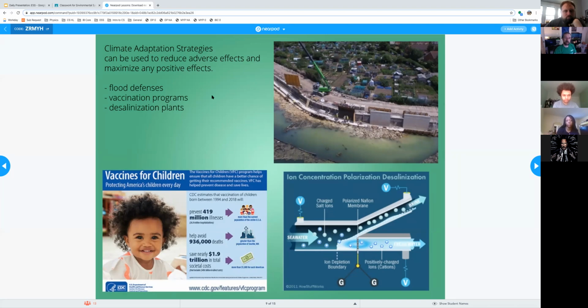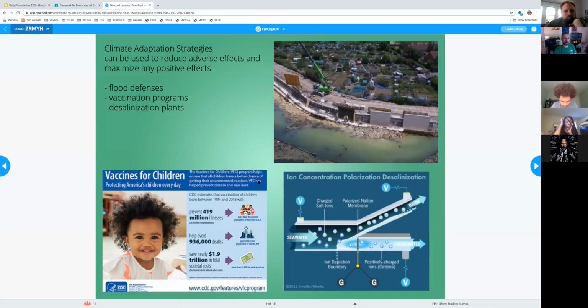One adaptation strategy is building up flood defenses. Here we see seawalls being built up in order to prevent overtopping of storm surges from hurricanes or just general sea level rise from going into the community.